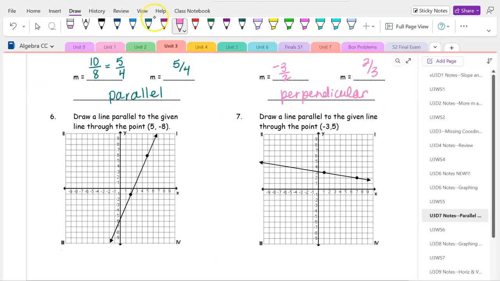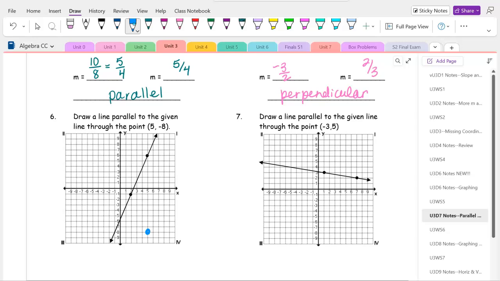All right, the last thing we're going to do with our lesson today is we're going to draw a parallel line to the given line through the point 5, negative 8. Okay, there are 2 things you need to do before we can do this correctly. First is you got to plot that point. So 5, negative 8 is right 5, down 8. All right, so that's the first step.